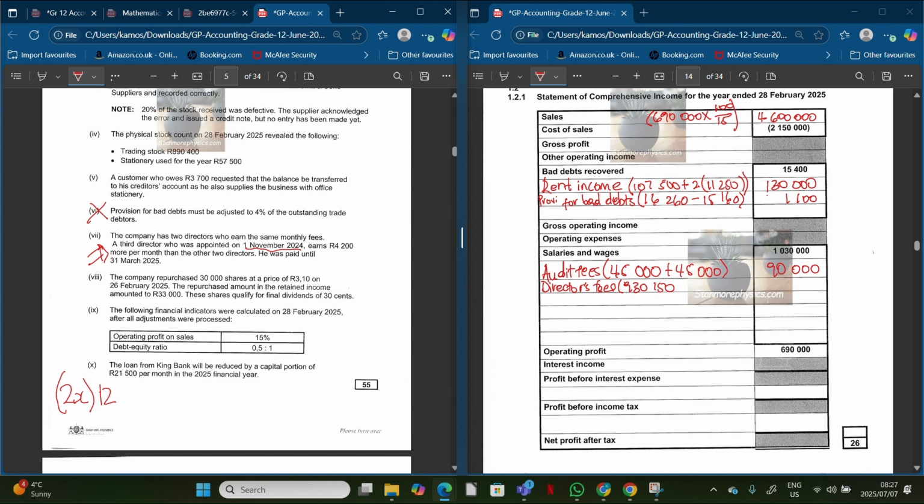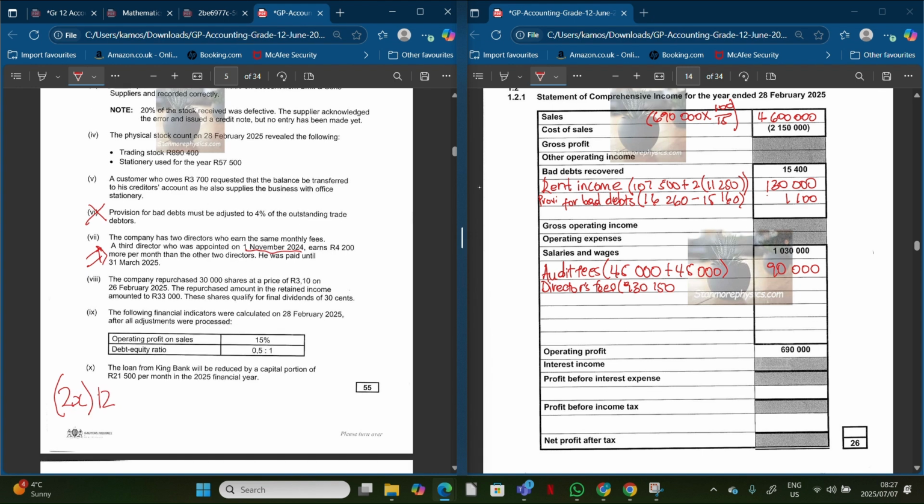So we have 12 into 2x, right? Because remember, two of them earn the same amount. But now, remember that there's this one that came in March. No, in November, my bad. The one who joined in November got paid for November, December, January, February, and March. So he got paid for 5 months straight, right? He got paid for 5 months.